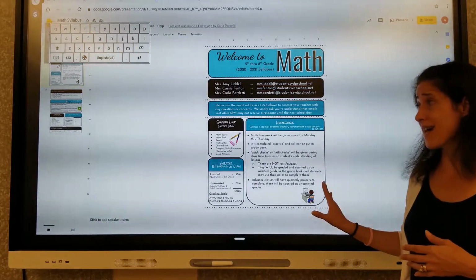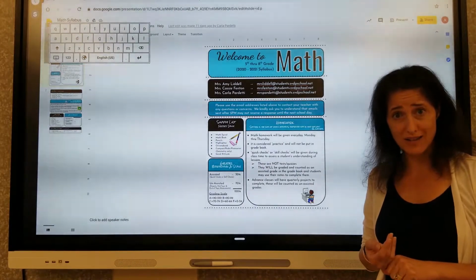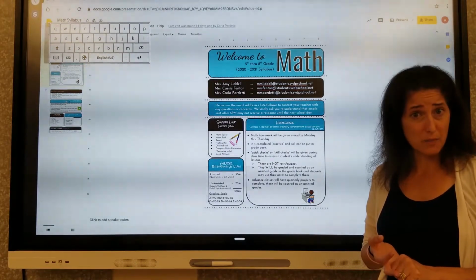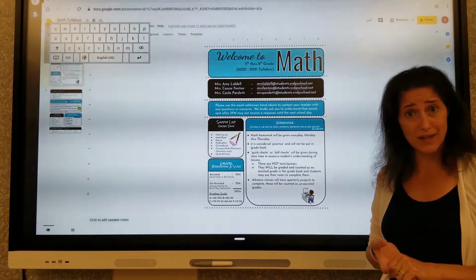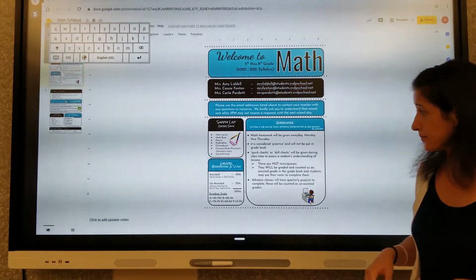In both of these classes, because they are high school level classes, I will be having projects, and then they will have a mid-topic, and they will have a topic assessment. All three of those are unassisted grades.